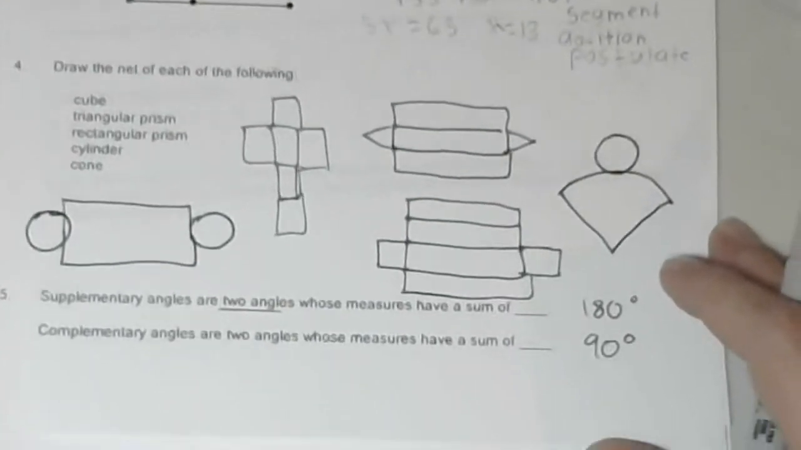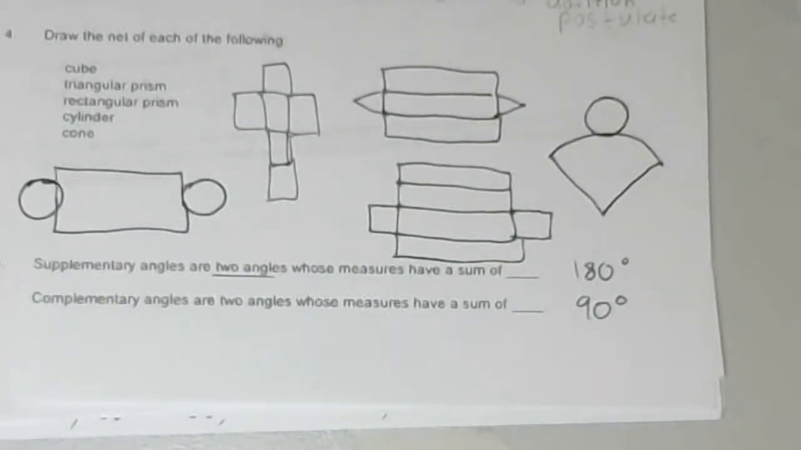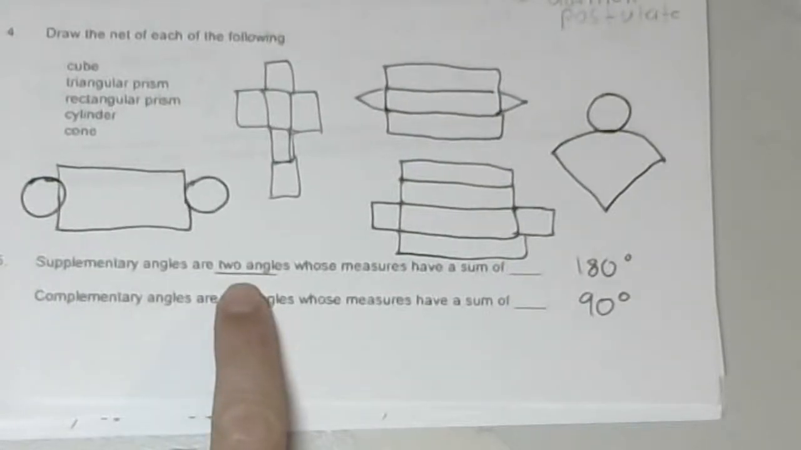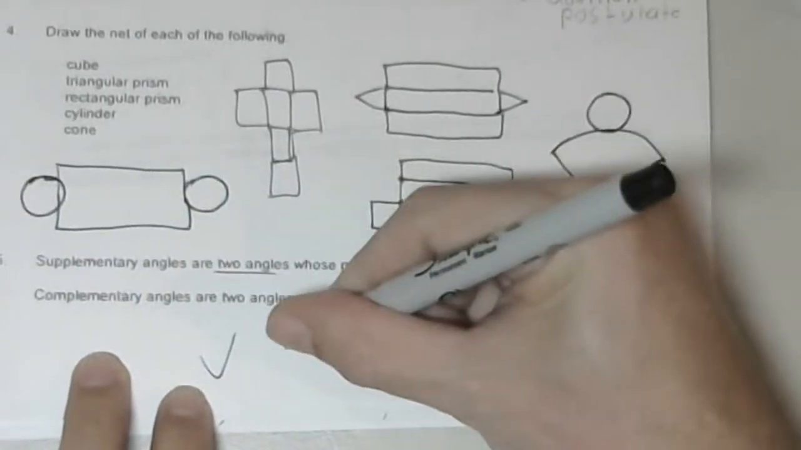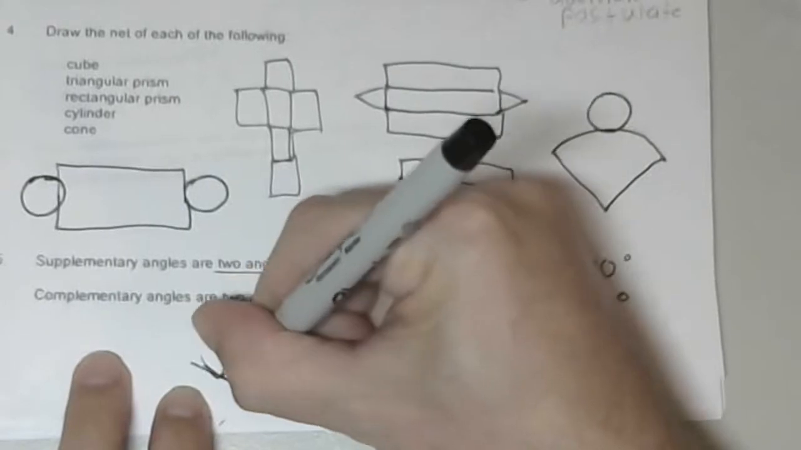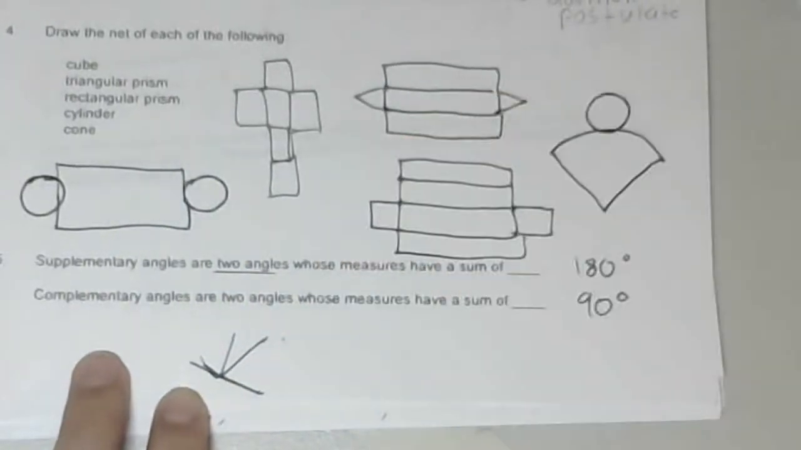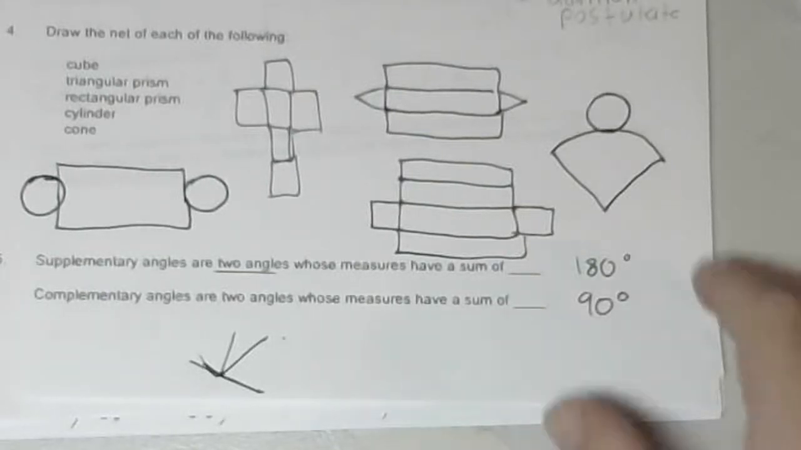Couple fill in the blank. Supplementary angles are 2 angles whose measures have a sum of 180 degrees. Complementary angles are 2 angles whose measures have a sum of 90 degrees. And it has to be just 2. You can't have 3 angles that add up to 180 and call them supplementary. It has to be 2. And it has to be 2 angles that add up to 90 for complementary.